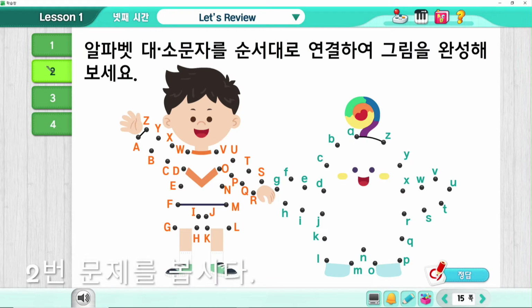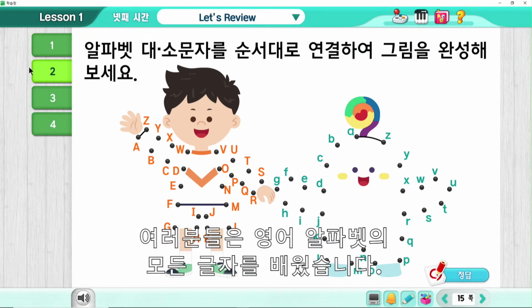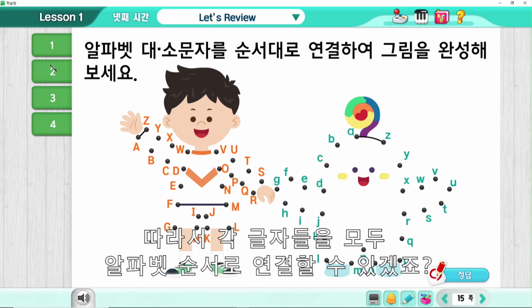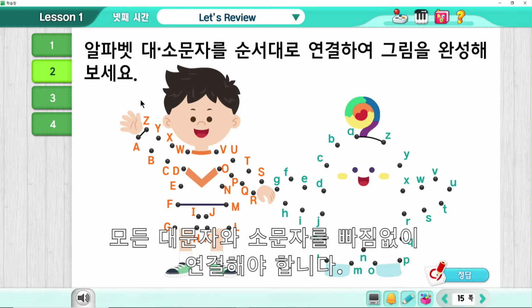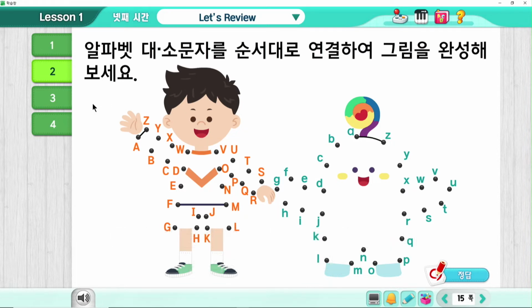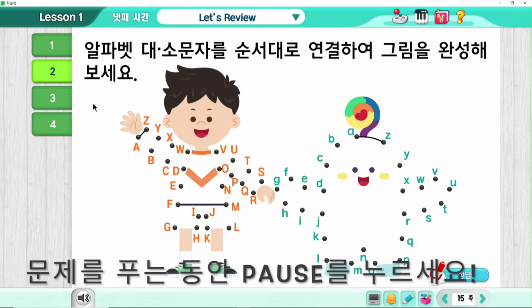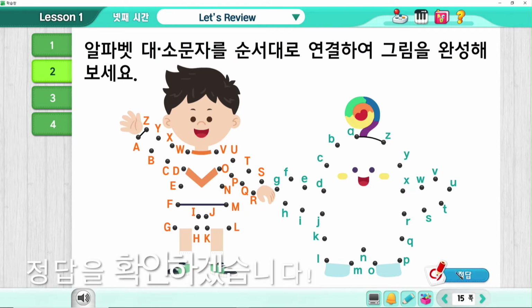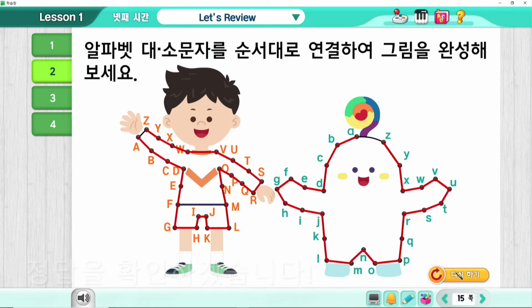Now we have number two. We learned all the letters of the English alphabet. So connect each letter with lines in alphabetical order. We have to connect all the capitals and lower cases. Press the pause button while you work. Are you ready? Let's check. Good job.